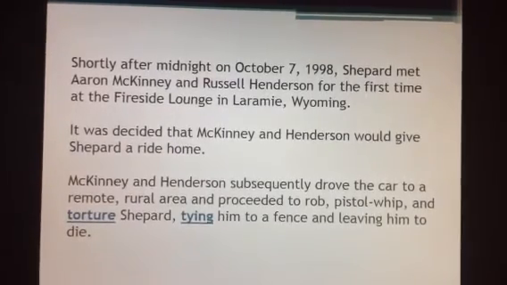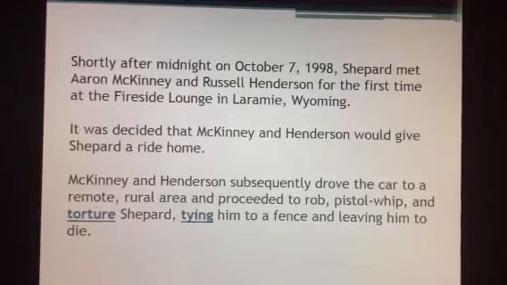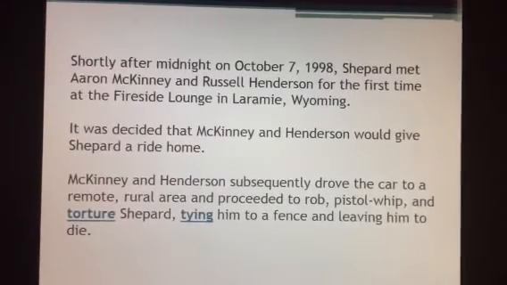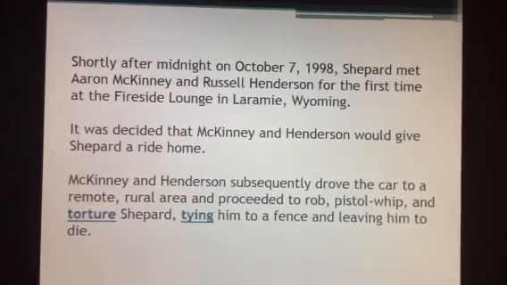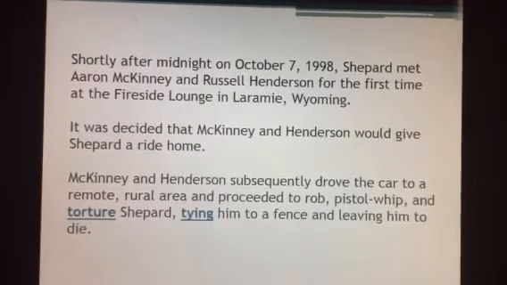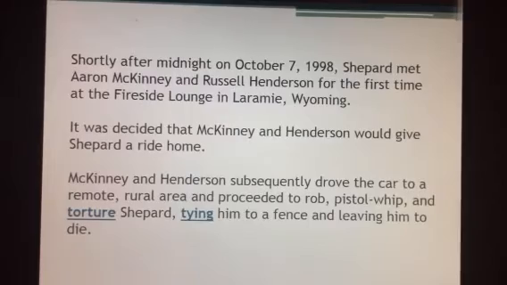Shortly after midnight, Shepard met a couple men for the first time at this lounge in Laramie, Wyoming. It was decided that McKinney and Henderson, these two men, would give Shepard a ride home. McKinney and Henderson subsequently drove the car to a remote, rural area, proceeded to rob, pistol whip, and torture Shepard, leaving him to die tied to a fence.